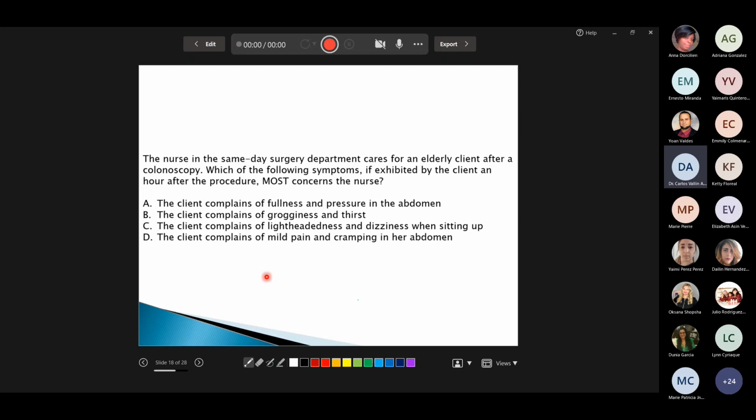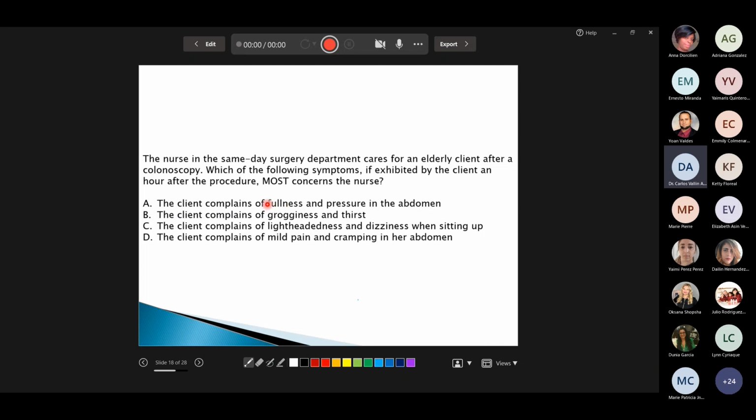This is an example of a question that I want you to pay attention to, because those are the difficult questions in the NCLEX. The one that you need to suspect and think a little more about, because being sedated is expected after they give you the sedation.